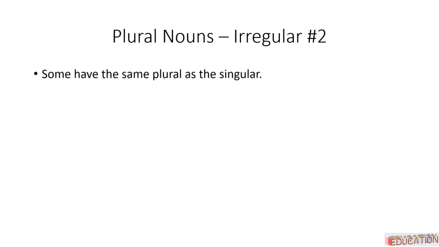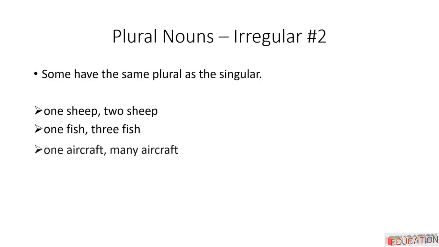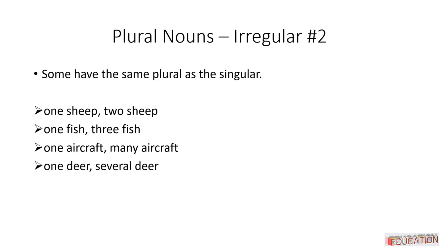Some have the same plural as the singular. One sheep, two sheep. One fish, three fish. One aircraft, many aircraft. One deer, several deer. One bison, two bison. And again, these are just examples. There are many more.